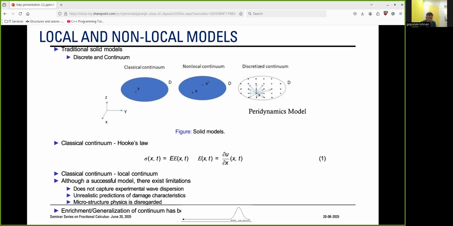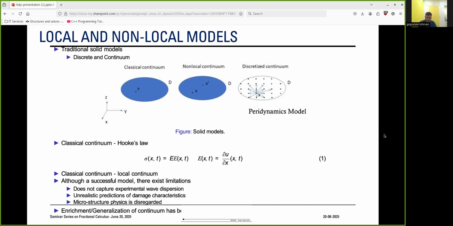Whereas in the non-local continuum, we say that the material point x is influenced by all the points within, say, you take another point x bar, or if you draw a circle around it, there are multiple points there. So the material point depends not only on that point, but on all the points surrounding it. A discretized version of this non-local model is what we call the peridynamics model.